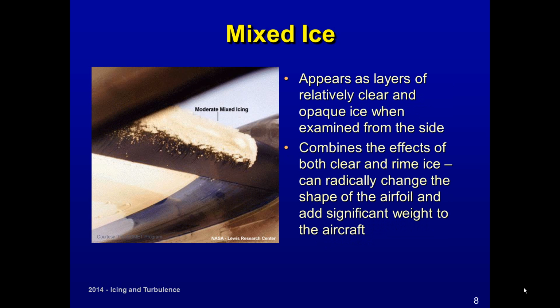Mixed ice appears as layers of relatively clear and opaque ice when examined from the side. It combines the effects of both clear and rime ice. It can radically change the shape of the airfoil and add significant weight to the aircraft.